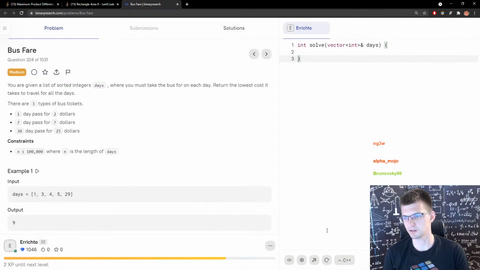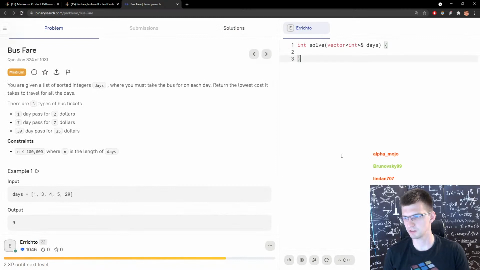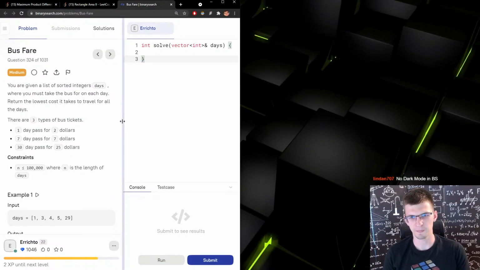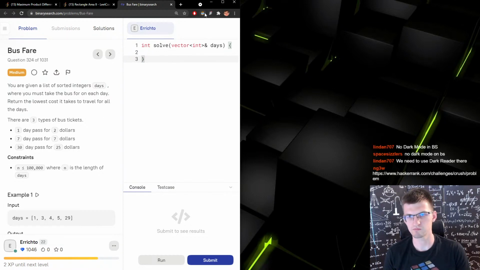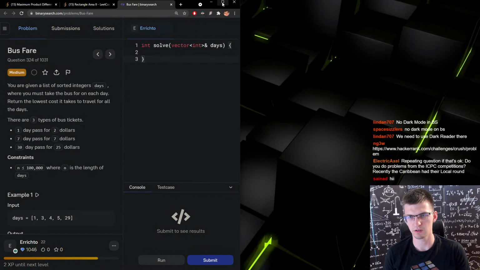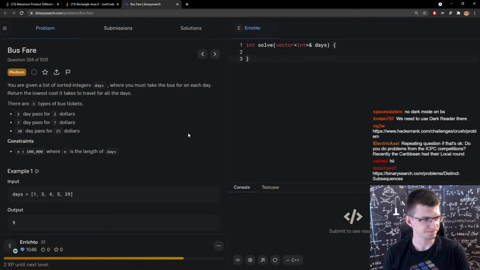Shouldn't Eclipse be dark? Why does it not affect the right part? Am I doing something wrong? In particular, you will not see the chat in this format. And I cannot hide this temporarily. That's bad. What do I do? No dark mode here. Sad. Well, here we go. This is dark mode extension.